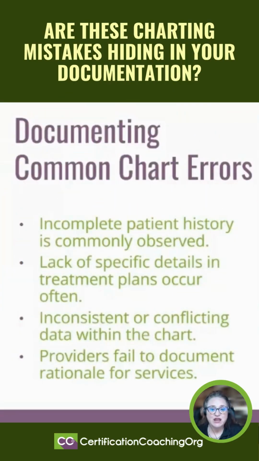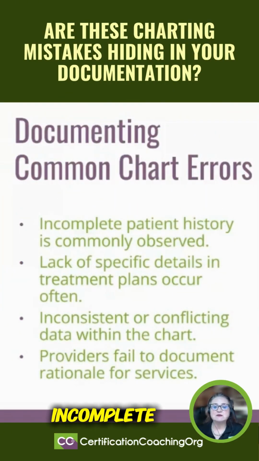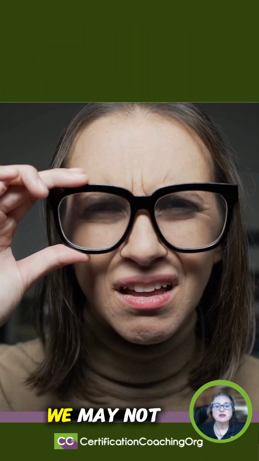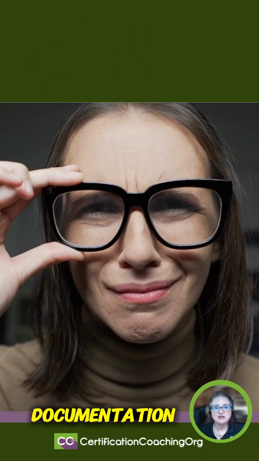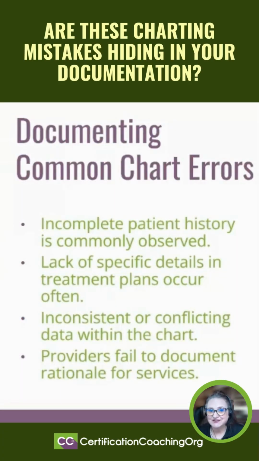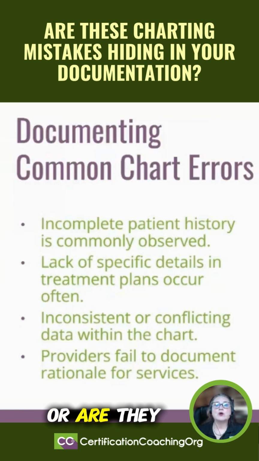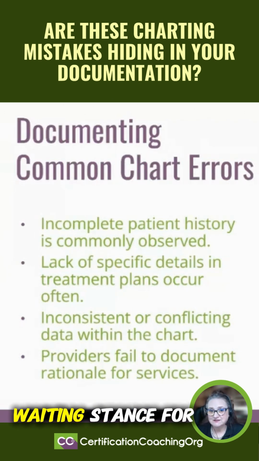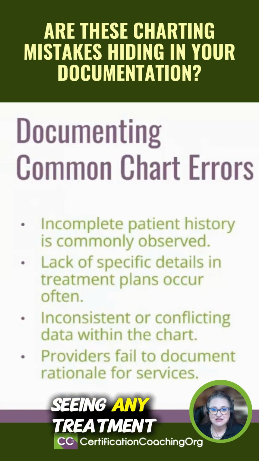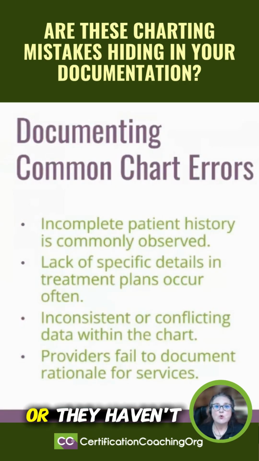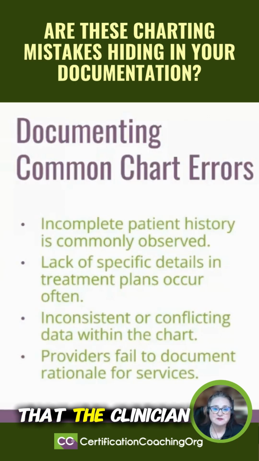Documenting common chart errors, they're going to be things like incomplete patient history. And a lot of times those come up in Z codes. But if we don't have, for example, a good patient history, we may not be able to determine from the documentation that the patient actively has cancer, or are they still being treated, or are they in a watching, waiting stance because you're not seeing any treatment, but they've got active cancer, or they haven't had any treatment for 10 years, but the code that the clinician picked was active lung cancer.